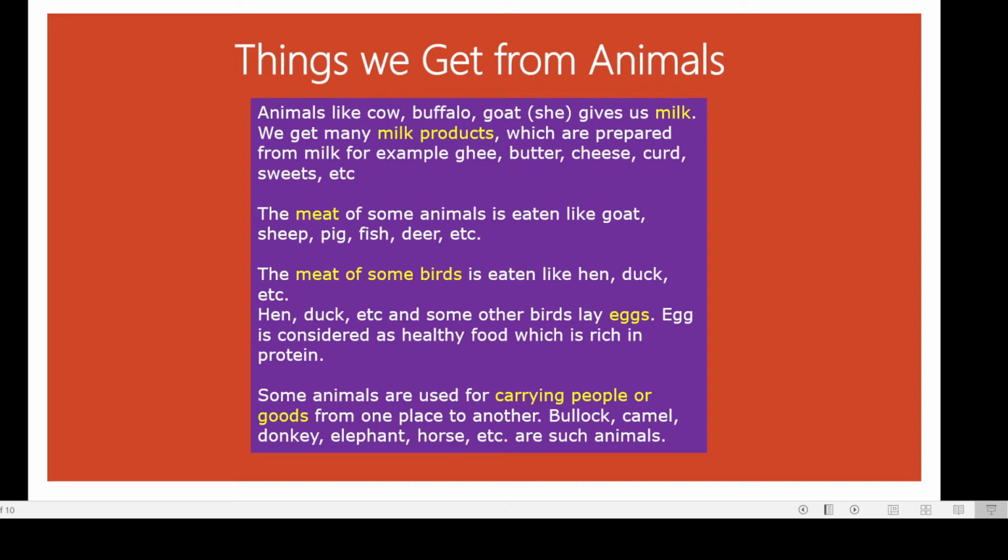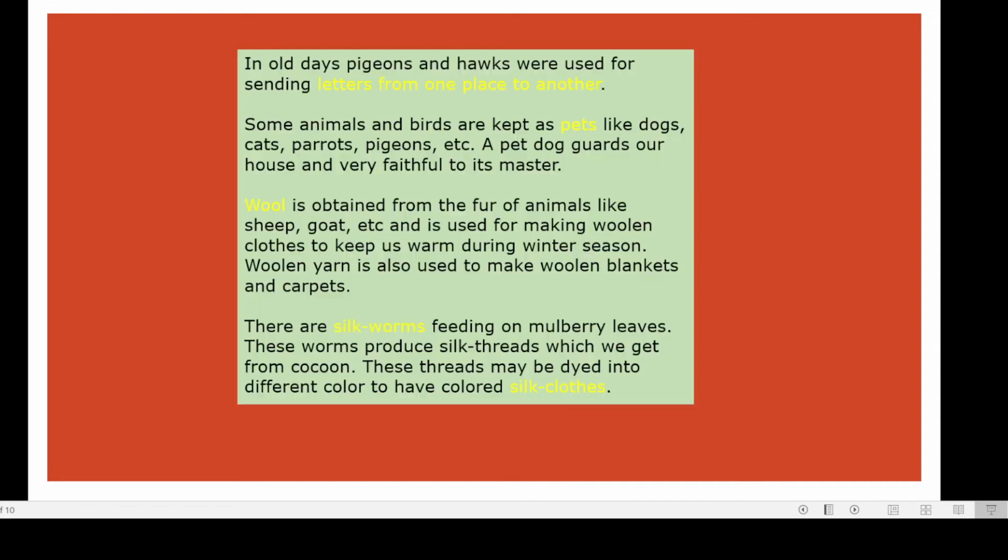Some animals are used for transport, carrying people and goods: bullock, camel, donkey, elephant, horse, etc. In old days, pigeons and hawks were used for sending letters from one place to another. We also keep various animals as pets, for example, dogs, cats, parrots, pigeons, etc. We get wool from sheep, goat, etc., and with this wool, woolen garments are made, which are used in the winter season.